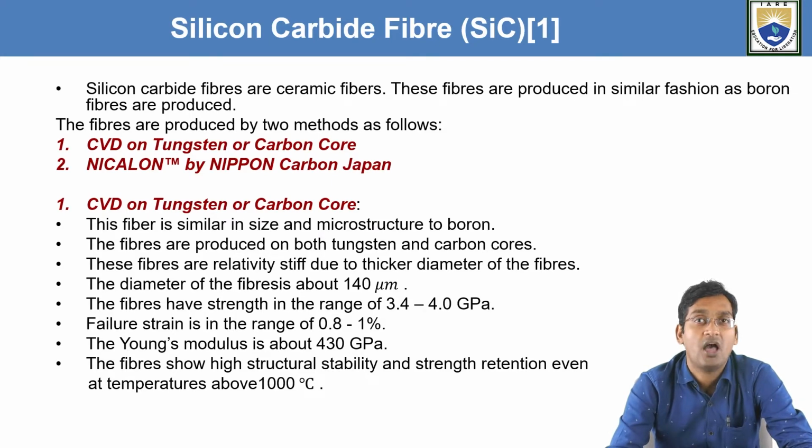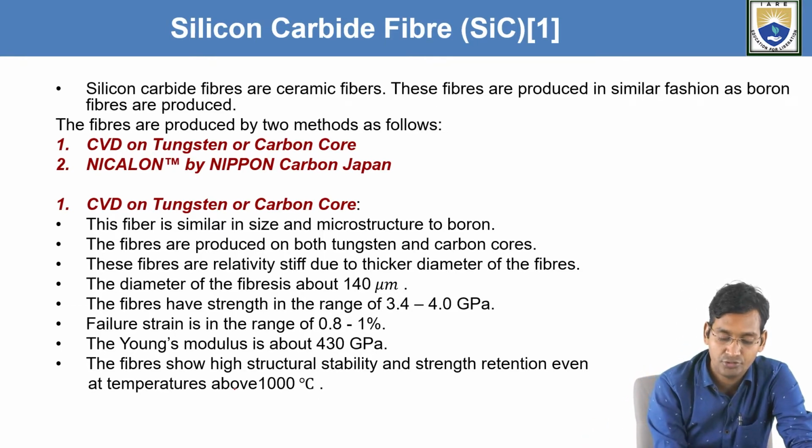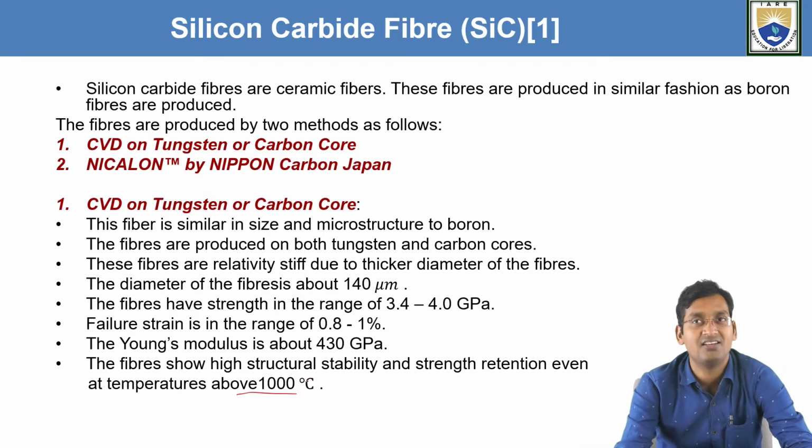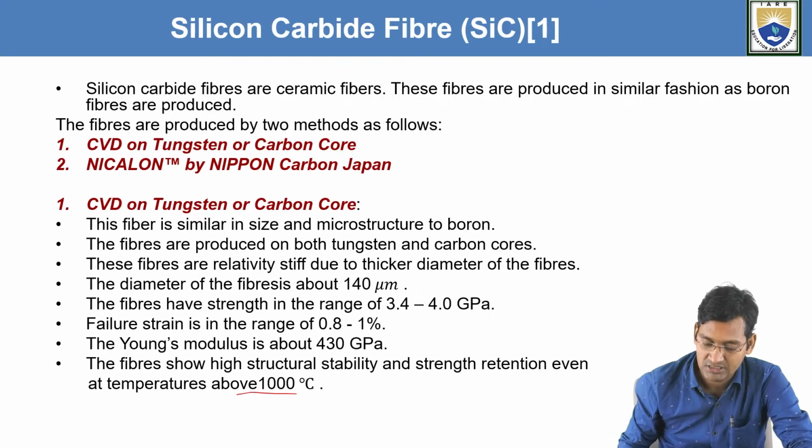The fiber shows high structural stability and strength retention even at a temperature of 1000 degrees Celsius. So again, silicon carbide can retain its strength up to 1000 degrees Celsius also.